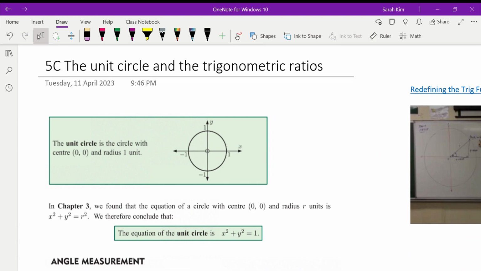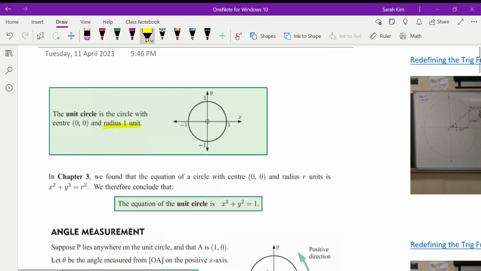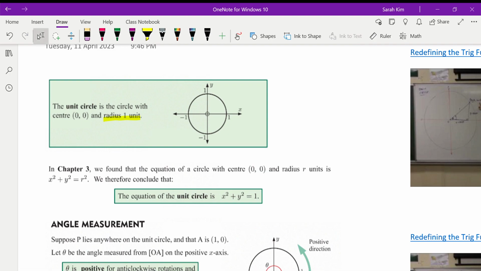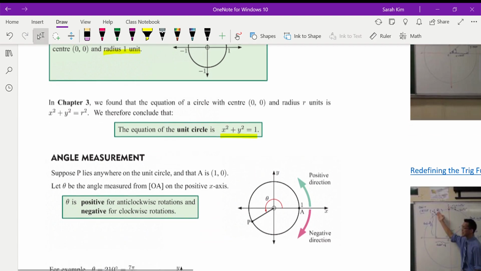So unit circle is the circle with center (0, 0) and the radius of 1 unit. So that's what a unit circle is. And going back to our circle equation, you should be able to come up with this formula because the radius is 1, so it's 1 squared, and the center is (0, 0), so it's just x minus 0, y minus 0, etc., which just turns into x squared plus y squared equals 1.